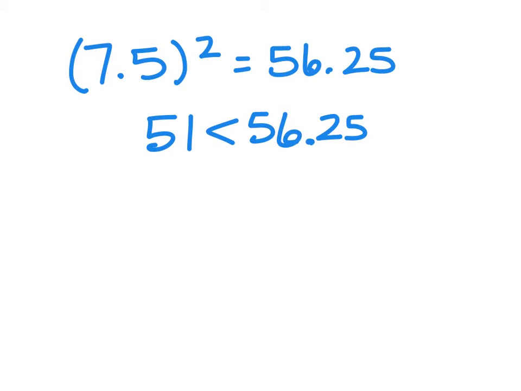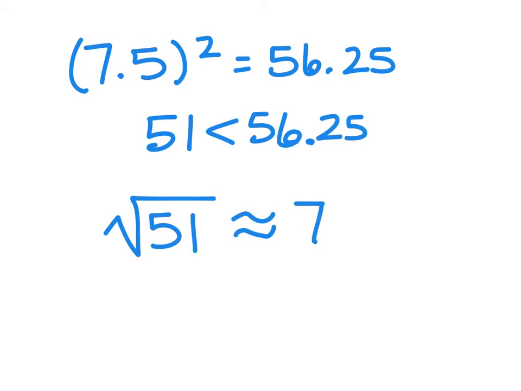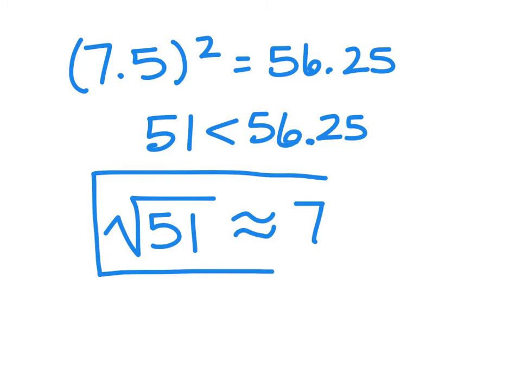So our approximated square root, we'll write it like this: the square root of 51 is approximately equal to 7. Remember, these wavy equal signs mean approximately equal to. So here's your final answer to our problem. The square root of 51 is approximately equal to 7.